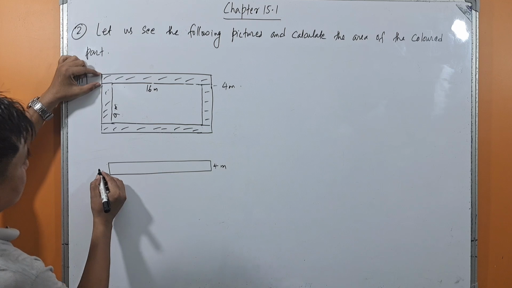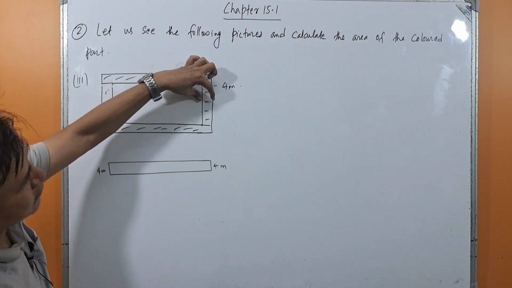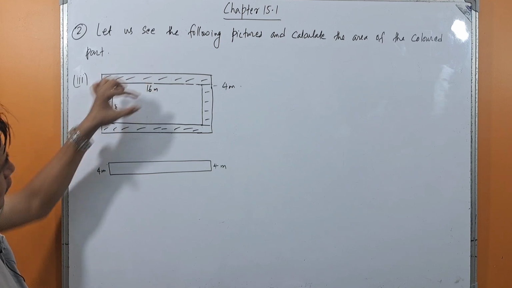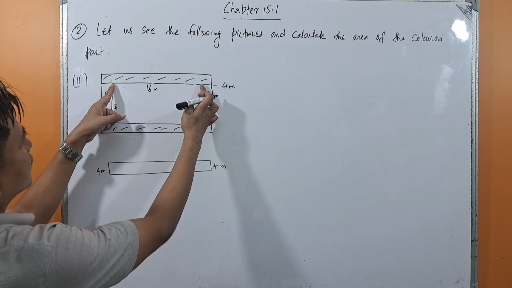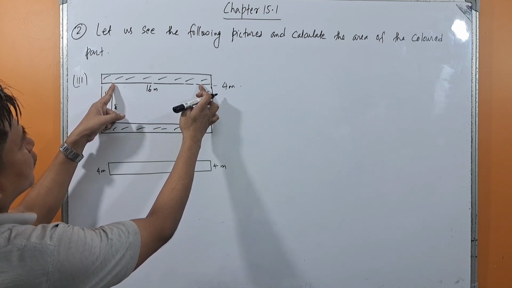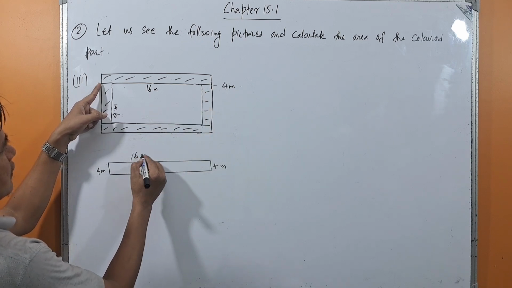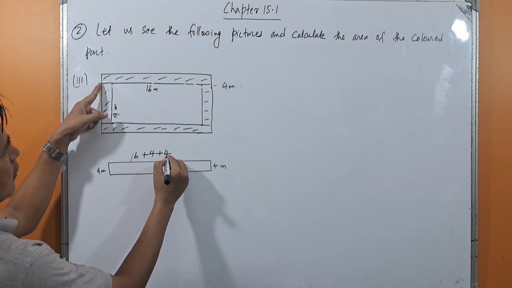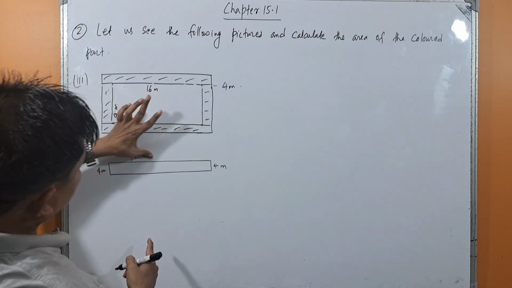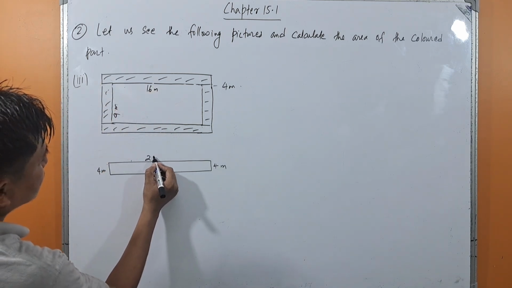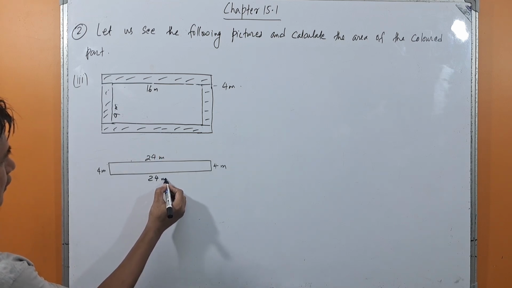This is 4 meter, this is also 4 meter. So breadth is 4 meter. What about the length? This much is 16, isn't it? But we increase 4 meter this side and 4 meter this side. So 16 plus 4 plus 4. 4 plus 4 is 8, 8 plus 16 is 24. So the length of this small rectangle is 24 meter.